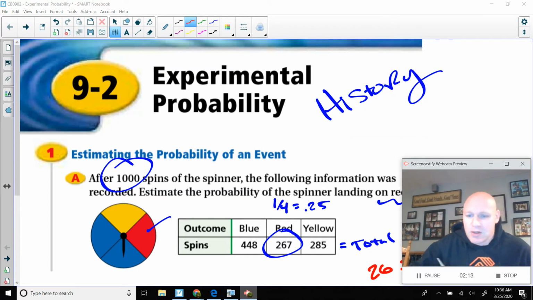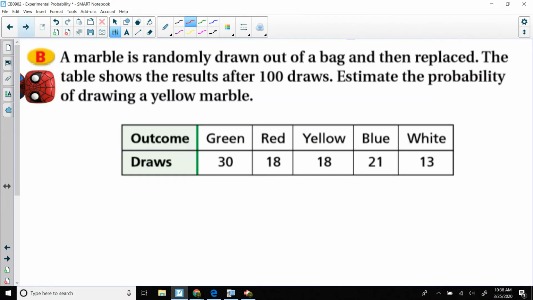All right. So as we move forward, let's go ahead and take a look at what's going to happen next. What we're looking at is 100 draws. So if we read through, a marble is randomly drawn out of a bag and then replaced. The table shows the results of 100. So they're flat out telling us the total before we even begin, which they actually said on the last one, but I felt like adding them together.